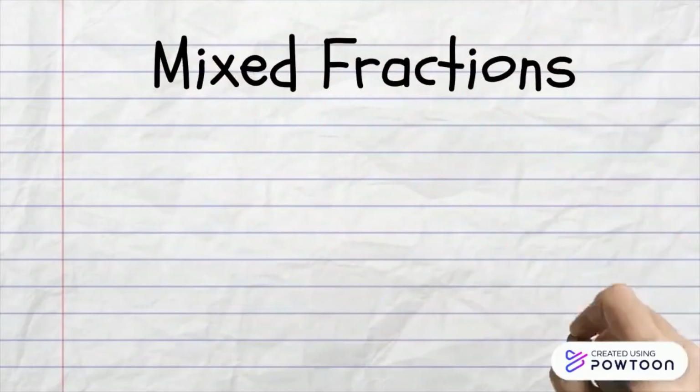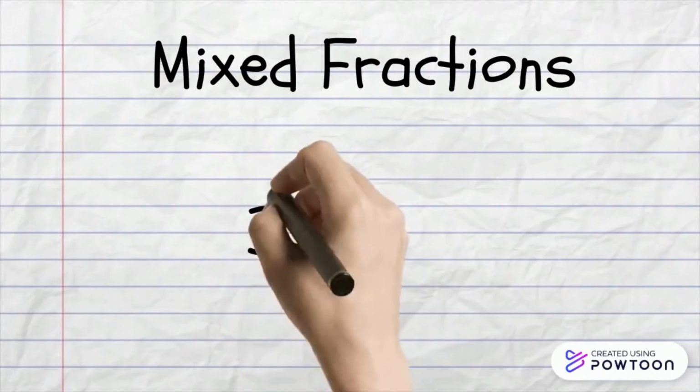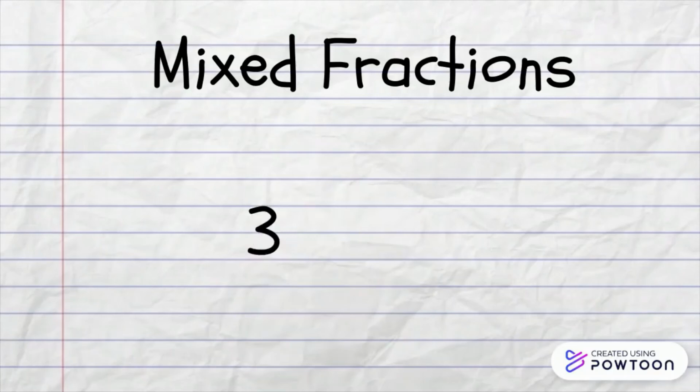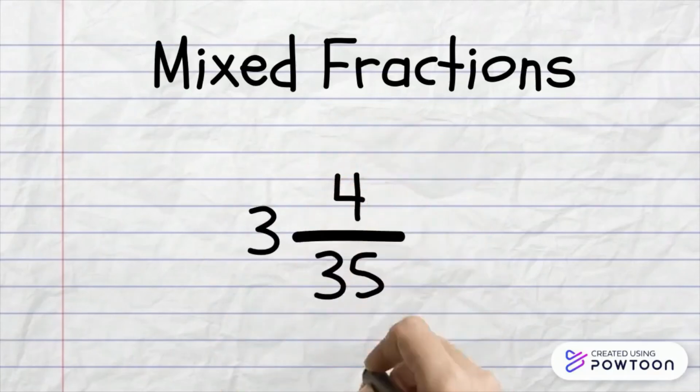Now I'm going to talk about mixed fractions. Mixed fractions is not a normal fraction, but it's a fraction which consists of a natural number and another normal fraction beside it, like 3 4 by 35. Here 3 means 3 wholes, and you know what 4 by 35 means.